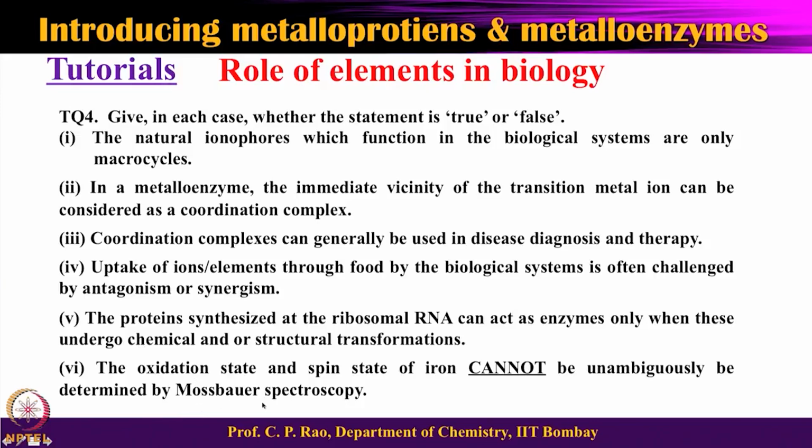The oxidation state and spin state of an ion cannot be unambiguously determined by Mössbauer spectroscopy. No, that is not correct. It can be very unambiguously determined, because this is the only technique where you can measure both, and identify both the oxidation state and the spin state of the iron.